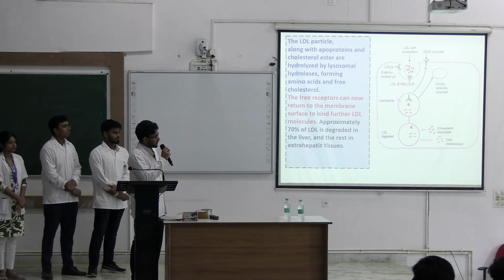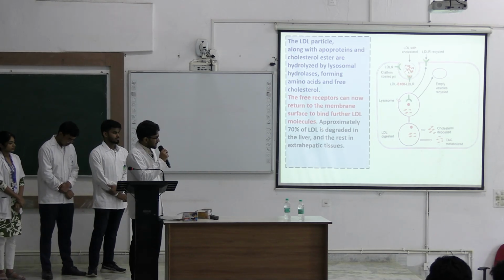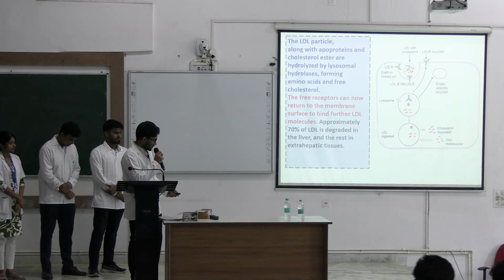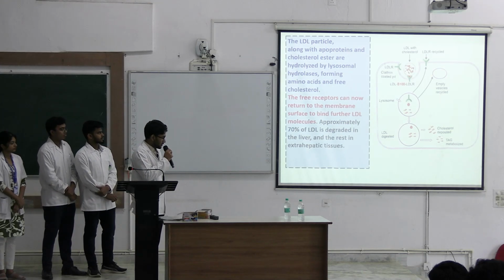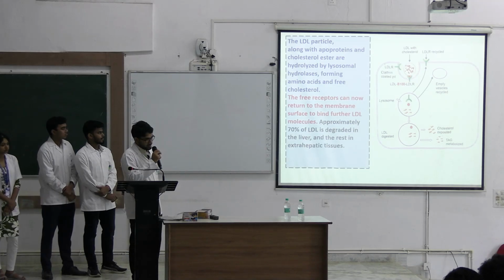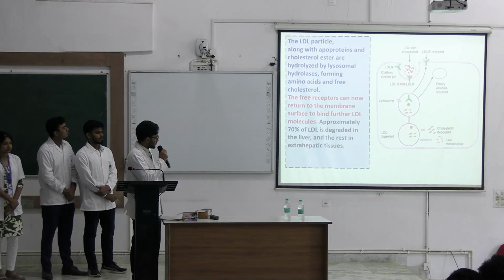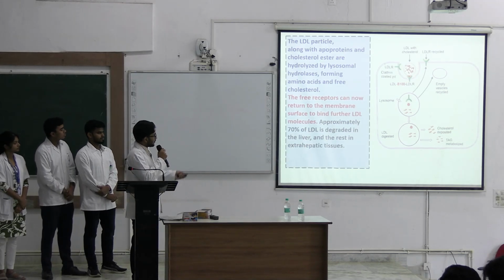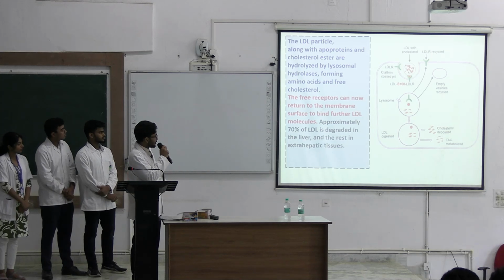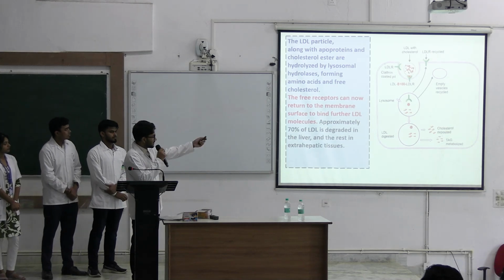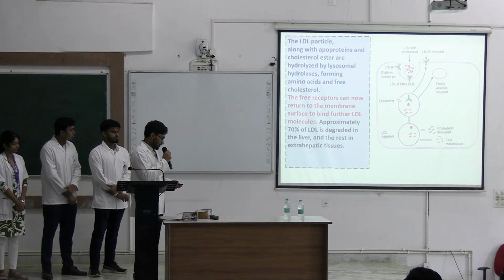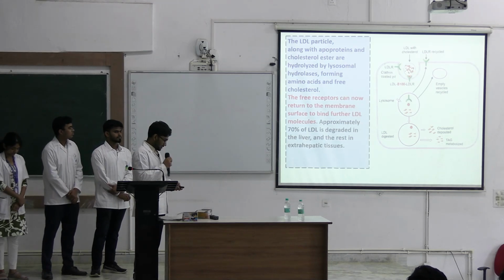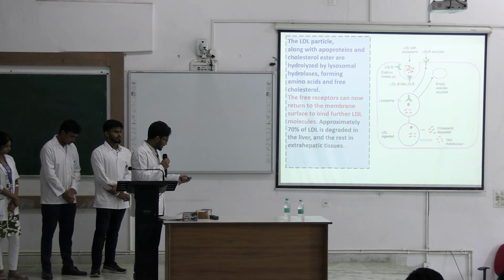and the TAG which came into the tissue is digested and forms glycerol and fatty acid. The fatty acid is used up by the peripheral tissues. The free receptor can now return to the membrane surface to bind further LDL molecules, as you can see in the picture. Approximately 70% of LDL is degraded in the liver, and the rest is degraded in the extrahepatic tissues.